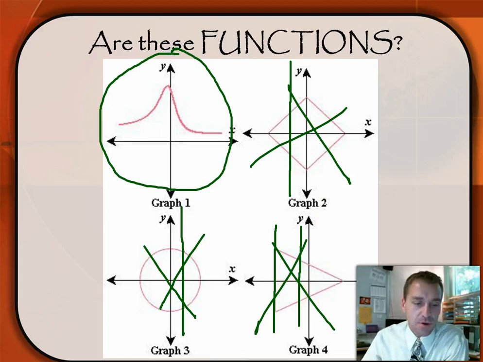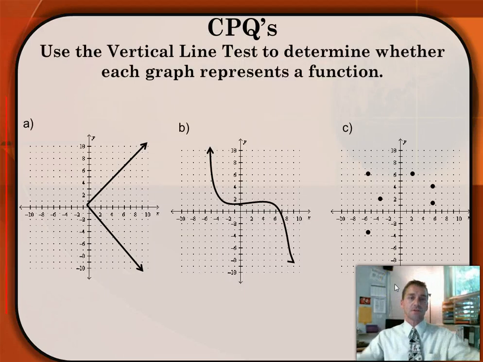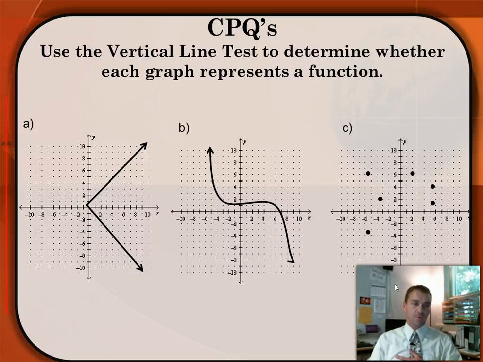So here's your CPQ question, and I want you to do this. Take those 3 things, and in your Google form, just put A, function, or A, not a function. B, function, or B, not a function. C, function, or C, not a function. And we'll talk about these in class.